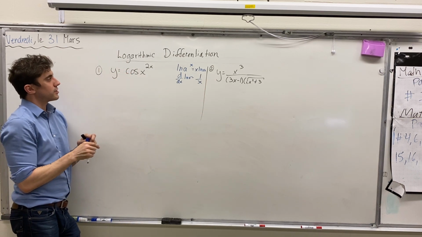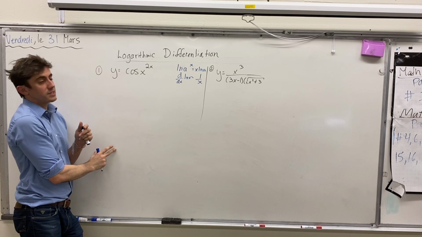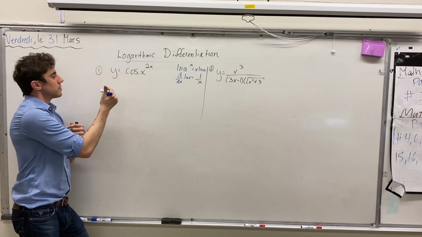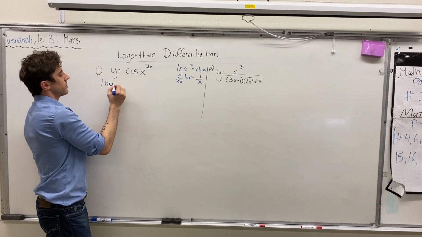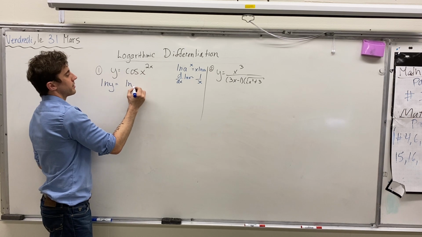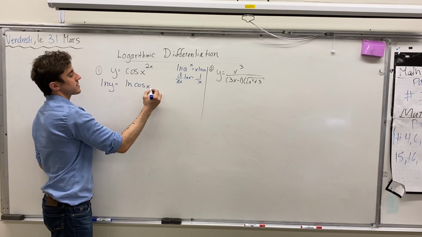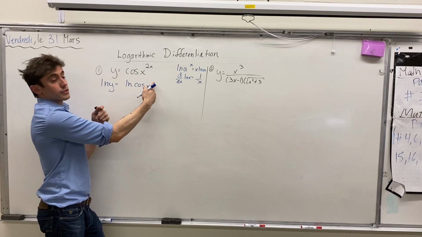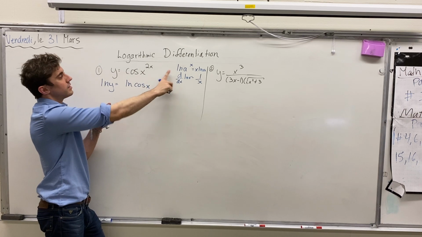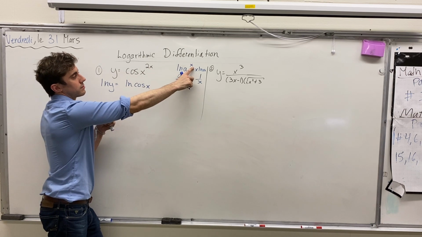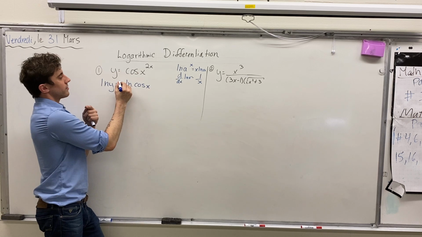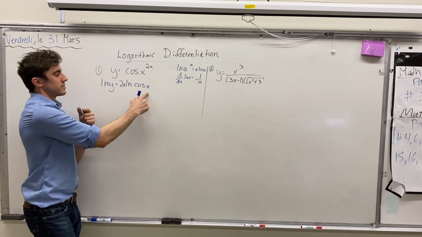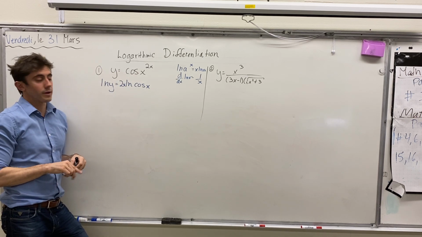So the first thing we're going to do for this kind of function is take the ln of both sides. So we'll have that the ln of y is equal to the ln of cos x to the power of 2x. And now, rather than writing to the power of 2x, we can apply rule number 1 and have the exponent come out front. And so we'll have 2x times the ln of cos x, okay?